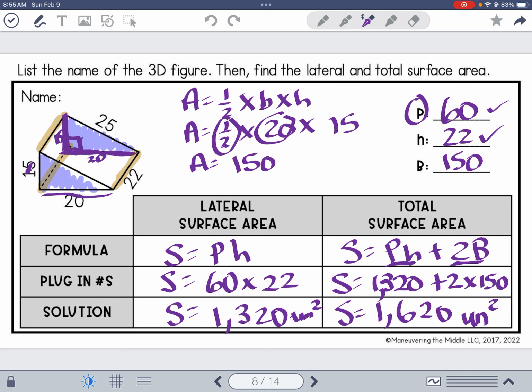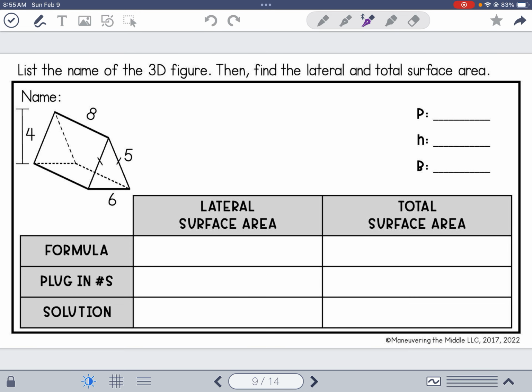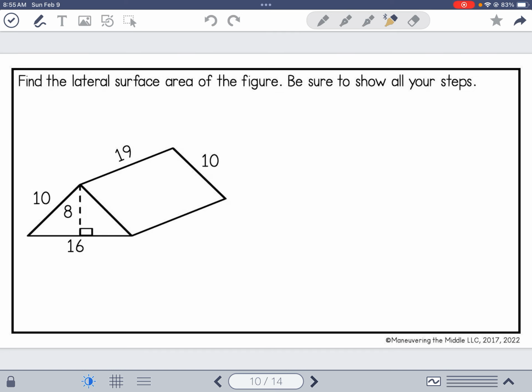All right, let's jump down to skip this one. And, oh, I do want to point out, notice that's going to be the height of your triangle. There's your right angle. Even though it's not inside, they didn't put it inside, that's going to be your height. All right, let's jump to this one.